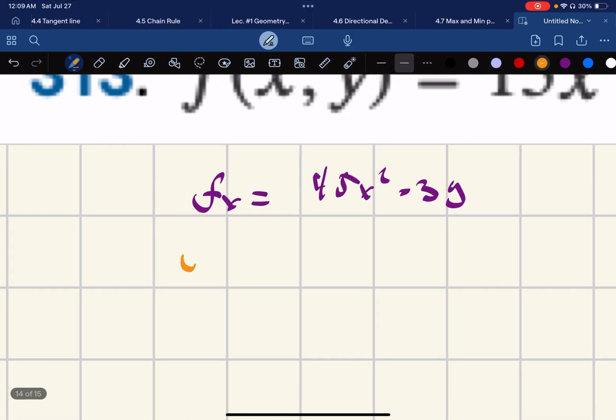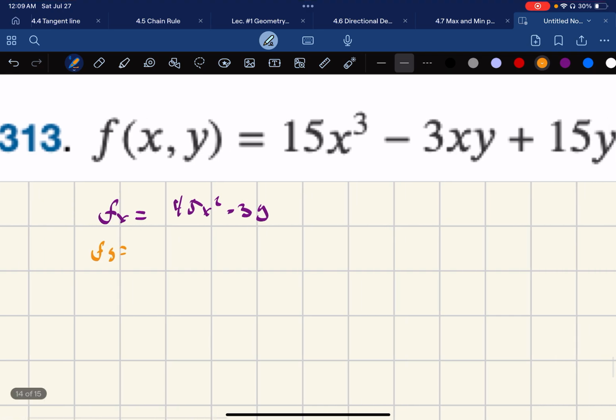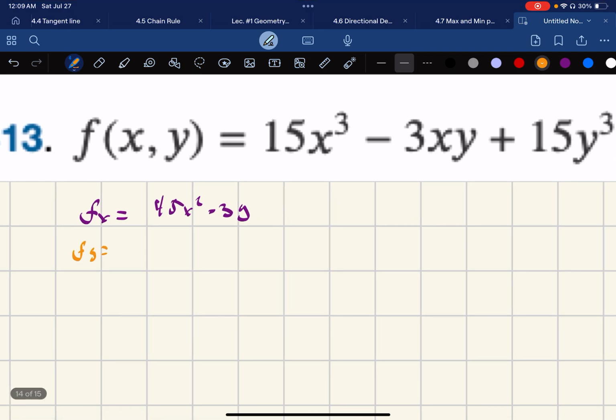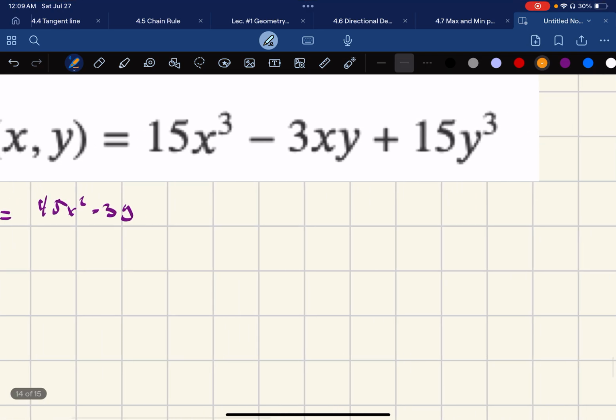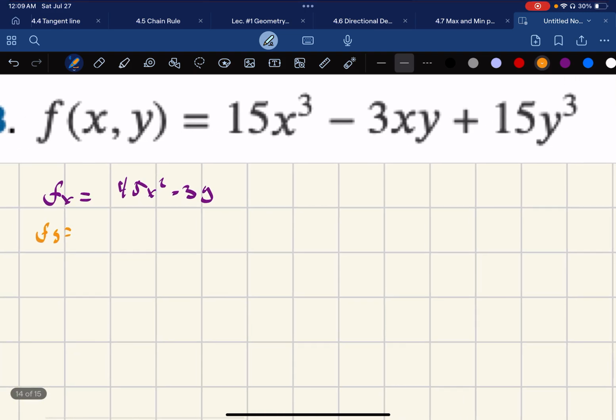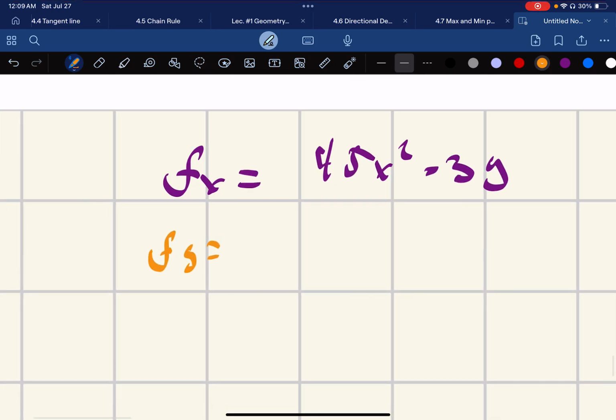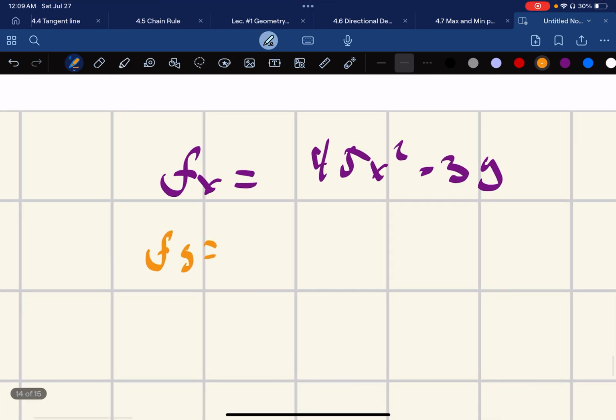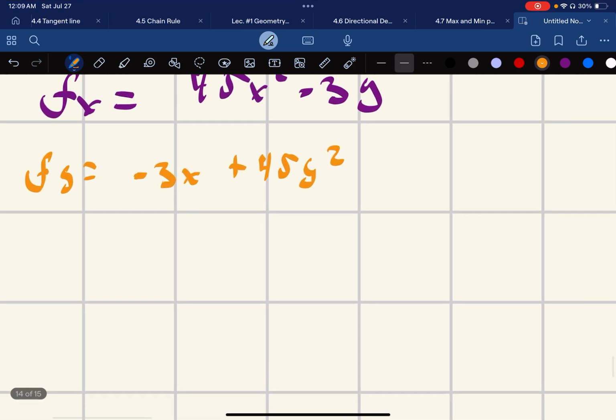Another one, with respect to y, we get negative 3x, then right here 3 times 15 is 45. The minus 1 to the power is 2, right? So you got minus 3x plus 45y squared. And to find the critical points, we set both equations to 0, right?